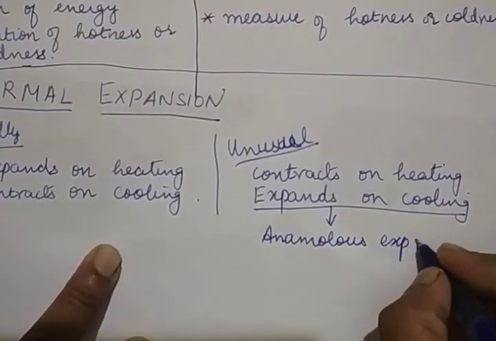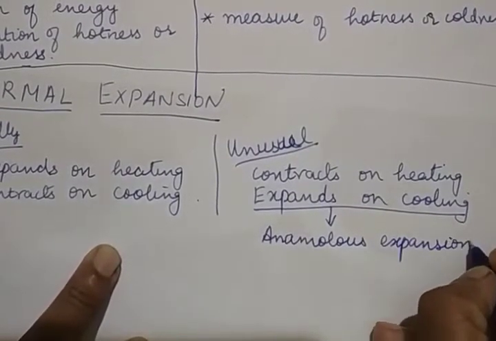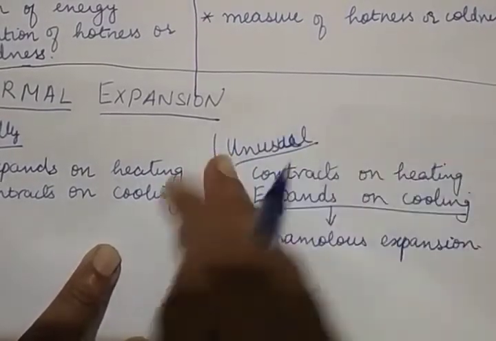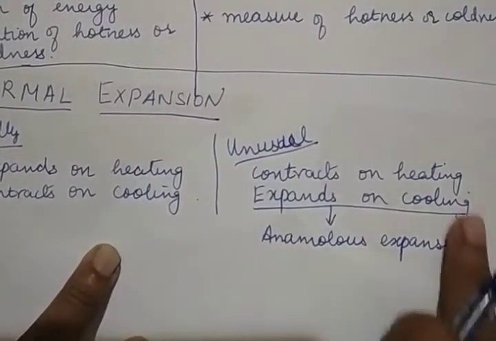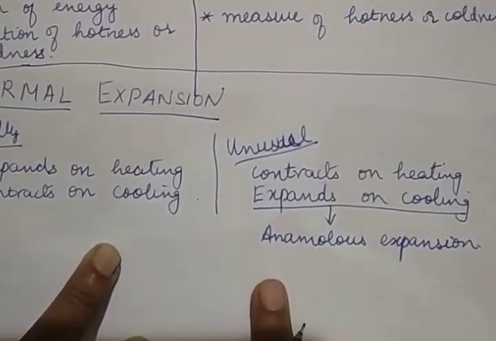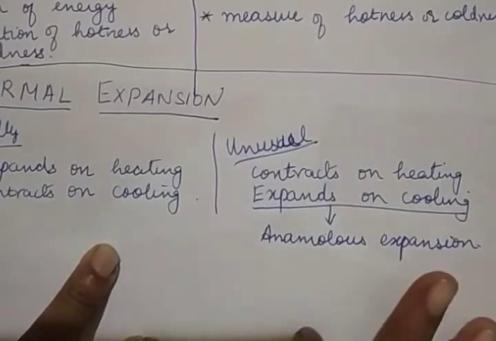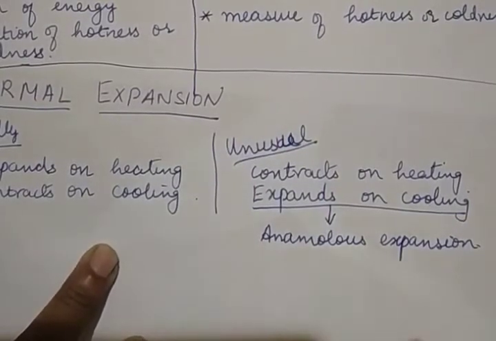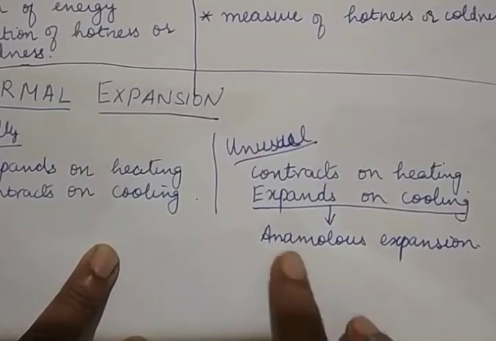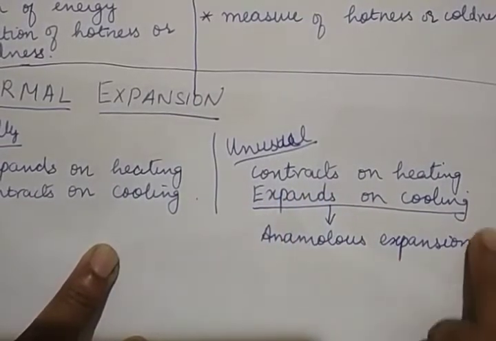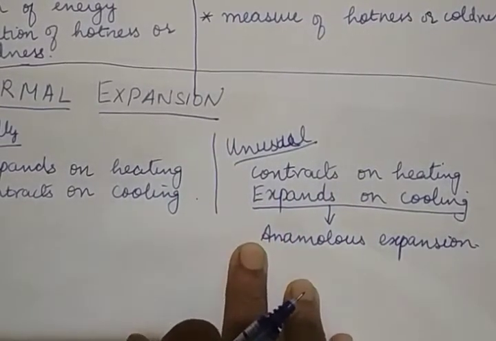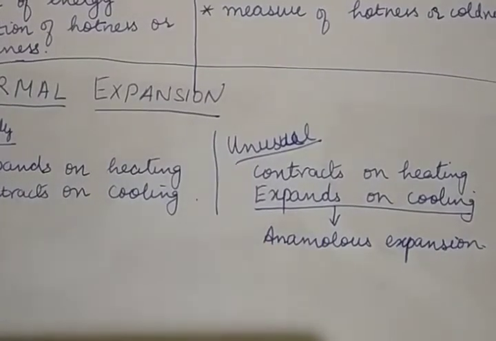Anomalous expansion of water. Anomalous means basically unusual. This is an unusual behavior of water, a behavior of a substance shown in some special conditions. So we're going to study in detail about anomalous expansion. Now, look at the book.